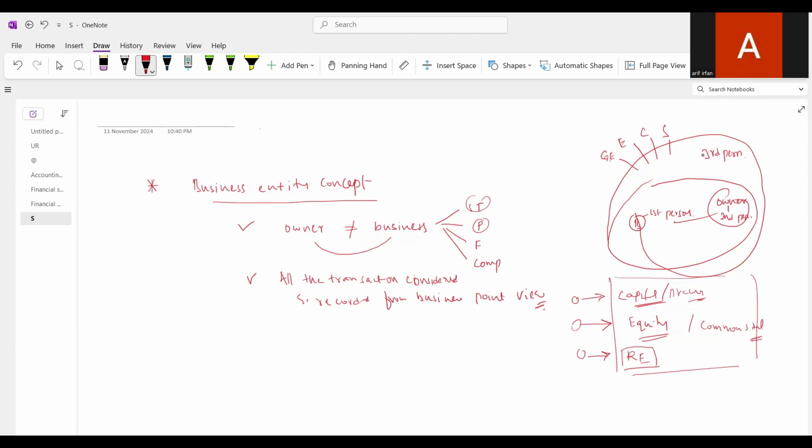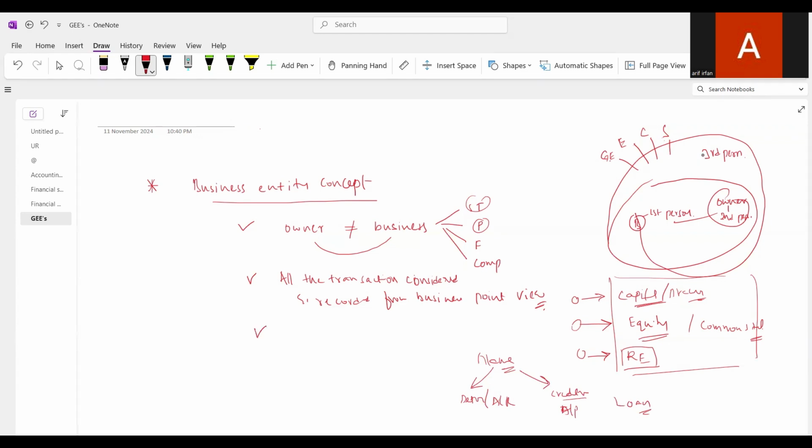Any other person is dealing, so that we will use with the name first. If he owes to business, then we will consider as debtor or accounts receivable. If business owes to that particular person, we'll consider as a creditor or accounts payable or loan. So any other person is interacting, we will not use equity capital drawings. This is specifically for the owner.